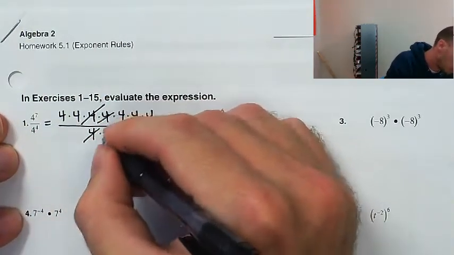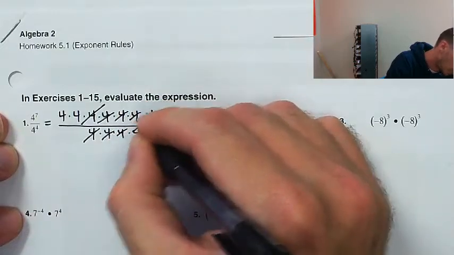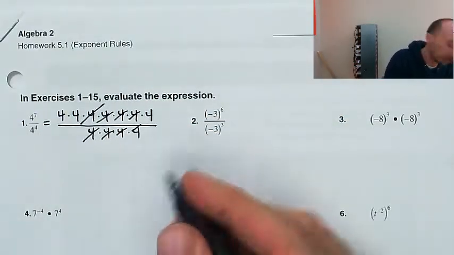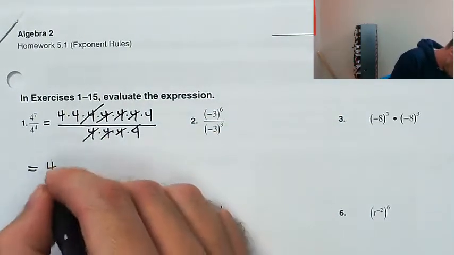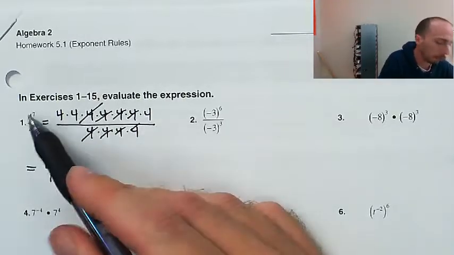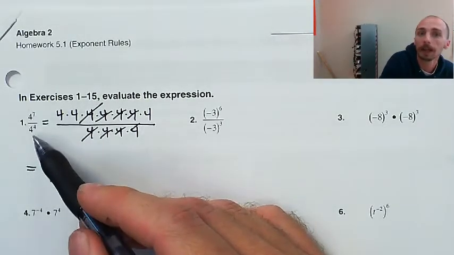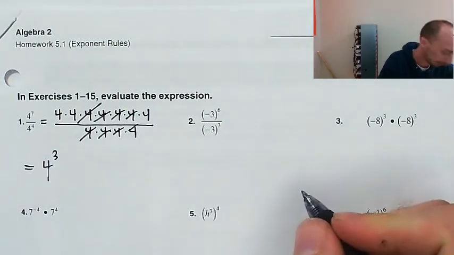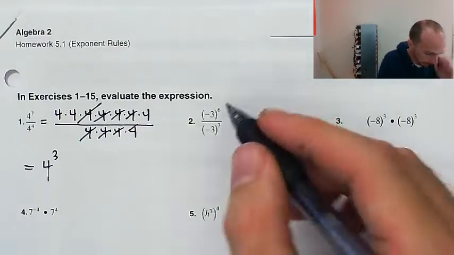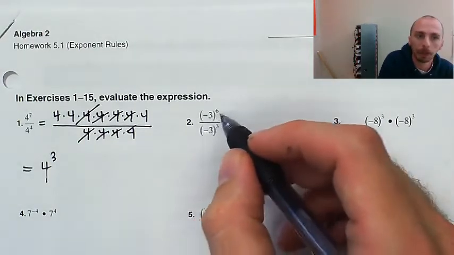4 divided by 4 is 1. 4 divided by 4 is 1. We just keep doing that. Then we're left with 3 copies of 4 on top. So this is going to be equal to 4 to the 3rd. But you see, we could have done that also by taking 4 to the 7 minus 4, which is 4 to the 3.